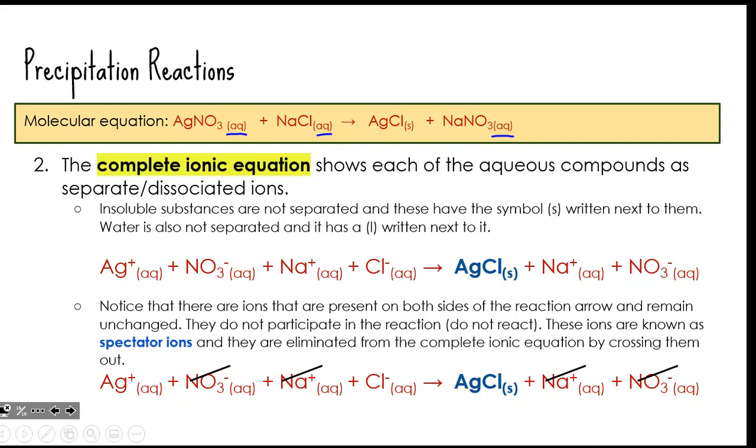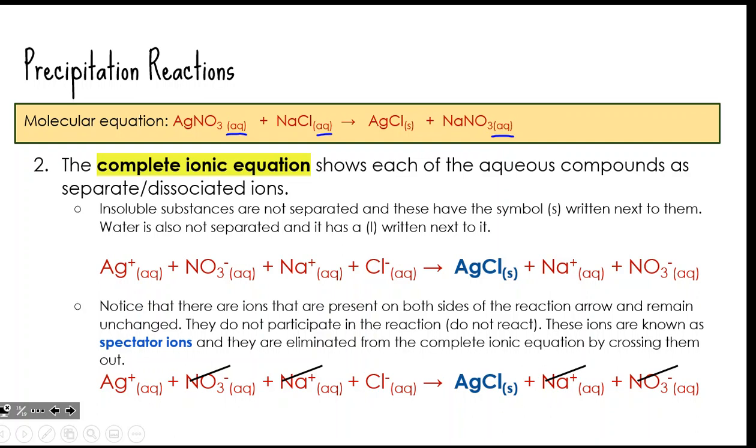So insoluble things that are going to be precipitates or stay solid, they of course don't separate because they just fall to the bottom as the powder, stay like that at the bottom. So anything that's just solid, you would just leave together as the compound. So silver nitrate, we break apart.